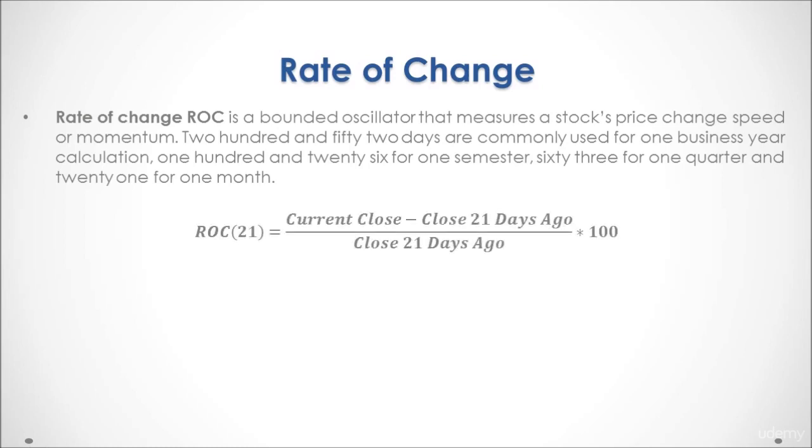For its calculation, in this case we have the example of 1 month rate of change, or 21 days, is equal to the current close minus the close from 21 days ago divided by the close from 20 days ago, and we multiply this by 100, so instead of having percentage terms we have 100 bases.